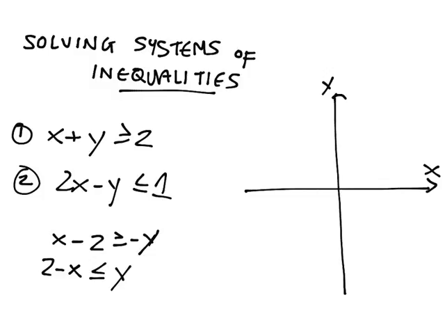Let's graph our second line. 2x minus y is less than or equal to 1. That's 2x minus 1 is less than or equal to y. Our y-intercept will be minus 1, 0. That's the point where x is 0. And our slope is 2. So our line will look something like this.